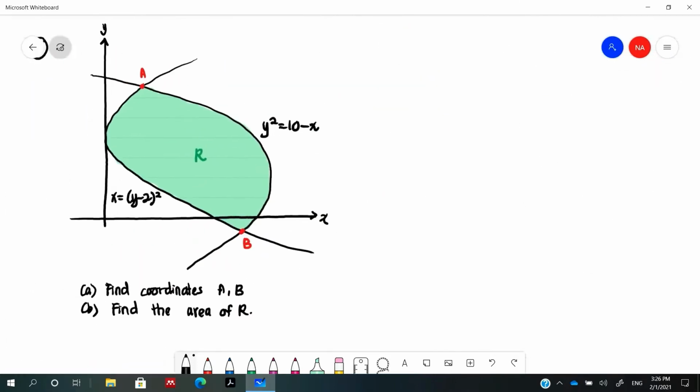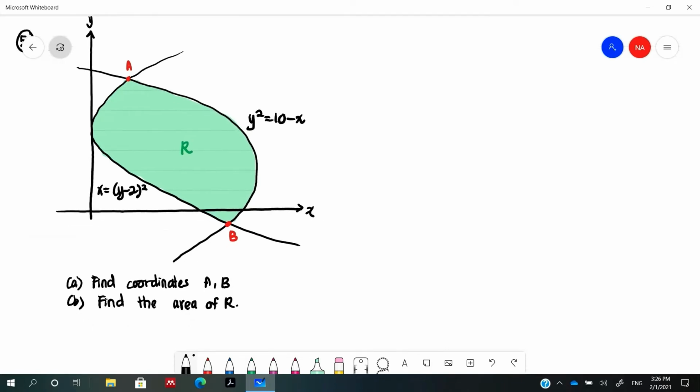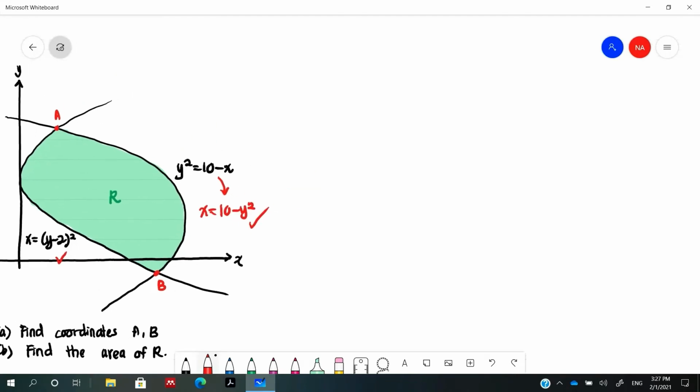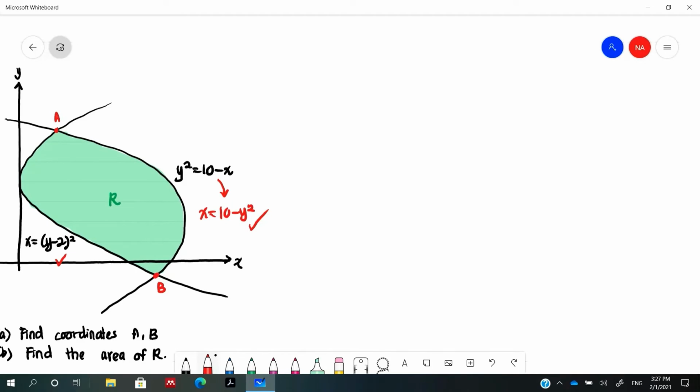All right, so let's look at this example. To find the coordinates of A and B, we have to equate the x here. Firstly, we have to modify this because this is in terms of x. Now we want to make x the subject, so x is equal to 10 minus y squared. So this is the function at the rightmost and this is the function at the leftmost. Now we want to equate them. We know that 10 minus y squared intersects with y minus 2 squared.